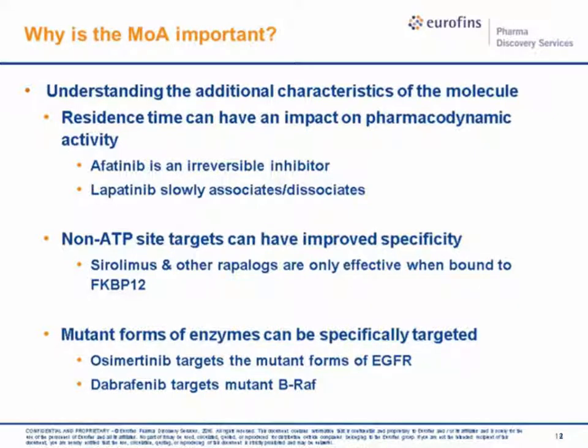There are obviously, as I alluded to previously, non-ATP site targets that can manifest themselves in improved specificity. If a compound binds to, in this case I'm using the example of sirolimus, which is a rapalog that can bind to the FKBP12 protein, that can actually modulate kinase activity in a mechanism that is not ATP competitive.